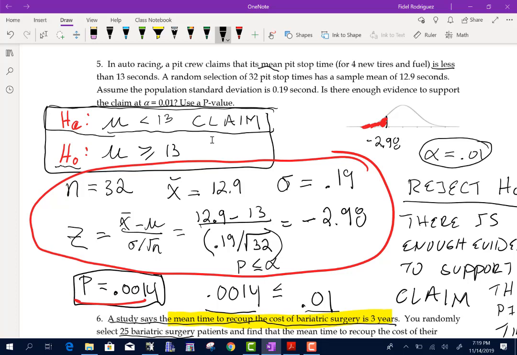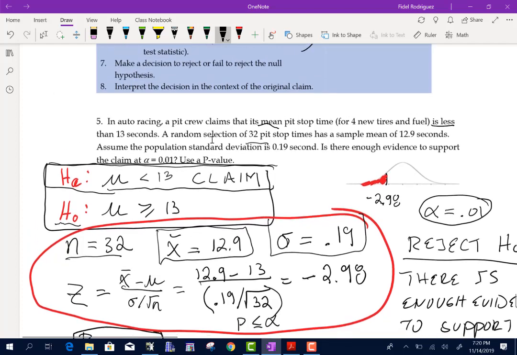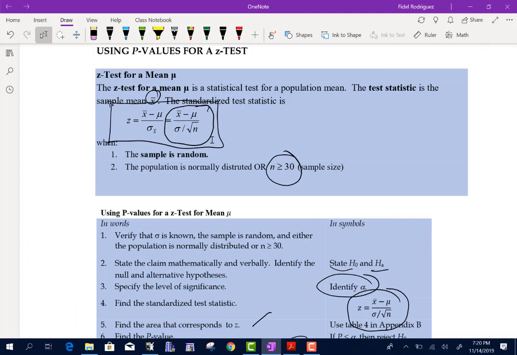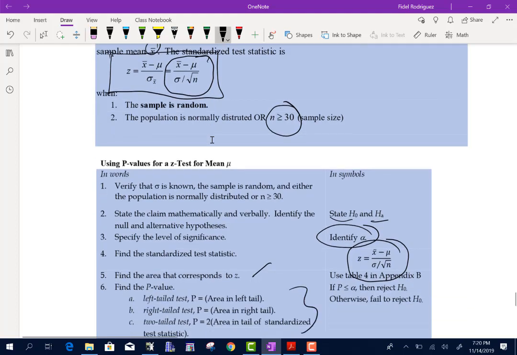Guys, from the problem it says we had 32 pit stop times, so we knew that our n was 32. And the sample mean, which was our x bar, was 12.9. And our population standard deviation, our sigma, was 0.19, right? So all I did was take those pieces of information and plug them into the formula up here: x bar minus mu, divided by sigma divided by the square root of n.